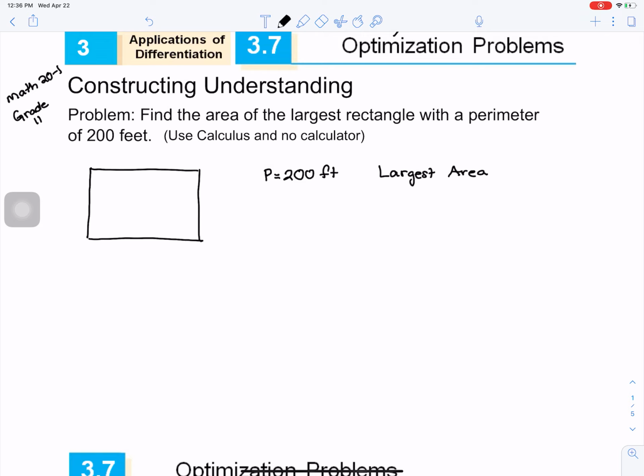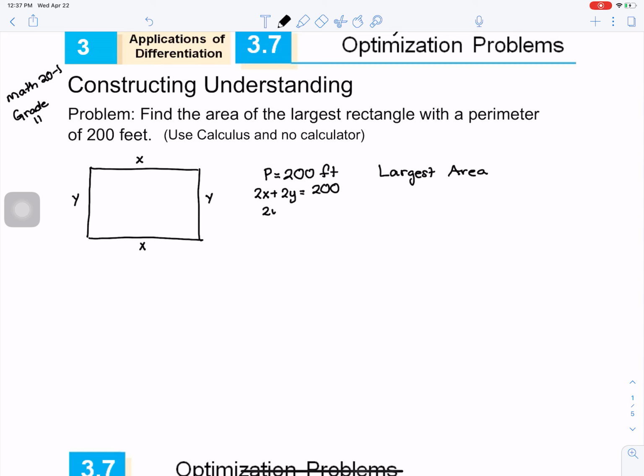So here I need to introduce some variables. So I'm going to call this distance x and this distance y, and because this is a rectangle, the bottom would be x and the left would be y. The perimeter could be represented by the distance around the rectangle, so 2x plus 2y is equal to 200. So this is an equation, a secondary equation. It relates x and y together. So what I could do is I could take this equation, isolate for y, and get a relationship with y in relation to x. So I'm going to divide both sides by 2. And this is how y is related to x.